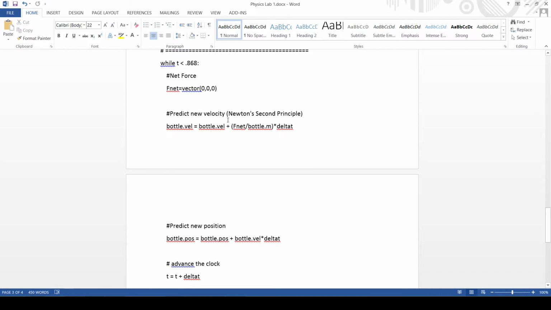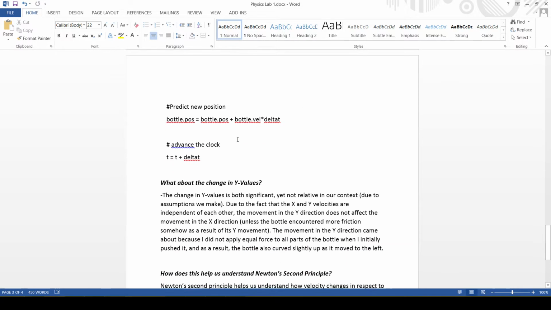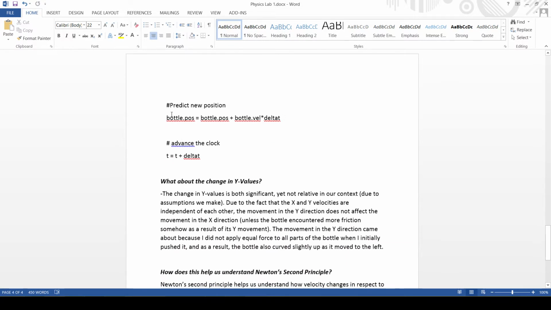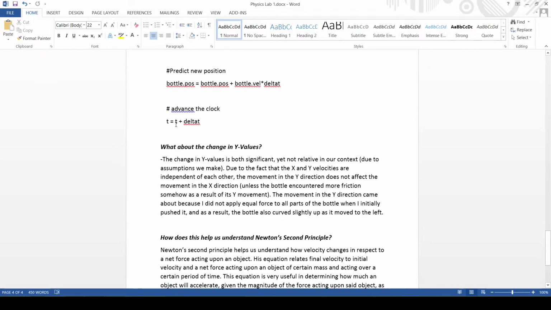We can assume this because of Newton's second principle, which is illustrated right here. If the F net is 0, the mass of the bottle does not matter, and the delta T does not matter, because everything cancels because of this 0. So the final velocity of the bottle equals the initial velocity of the bottle. This simply moves the bottle as it applies the velocity to where the bottle was before. And this advances the clock so that the loop can do its work.